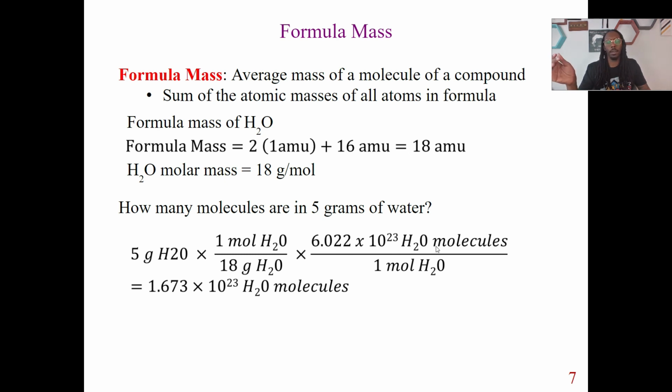And then we just do our math. If you remember the little hint I've been giving out, you want to multiply straight through, then divide top by bottom. So we have 5 times 1 times 6.022 times 10 to the 23 on top, divided by 18 times 1. When we do our math here, we're going to see that we get 1.6 times 10 to the 23 water molecules. So this is how we're going to go about using formula mass.